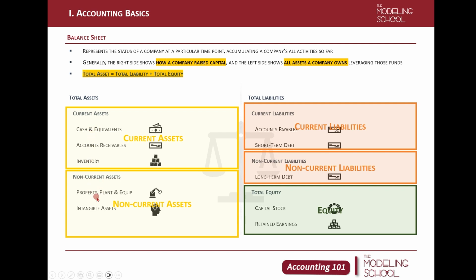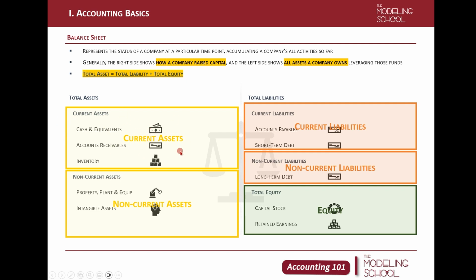Property, plant, and equipment. Let's say you want to sell this property or plant, and we say we want to liquidate these items. It's going to take a much longer time. And for intangible assets, even longer. So generally, the closer an individual line item is to cash and equivalents, the closer to cash it is.